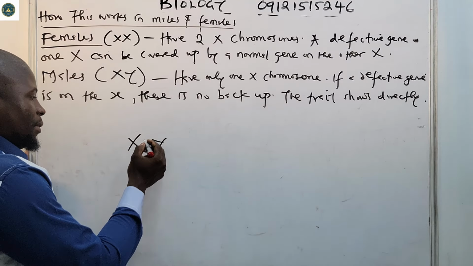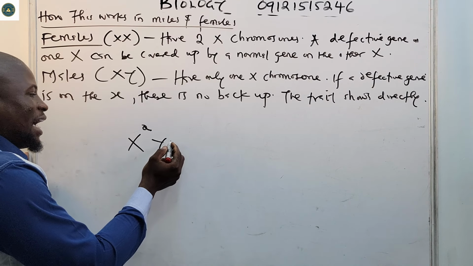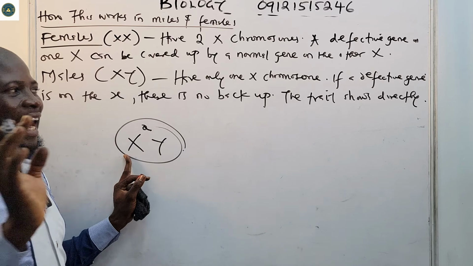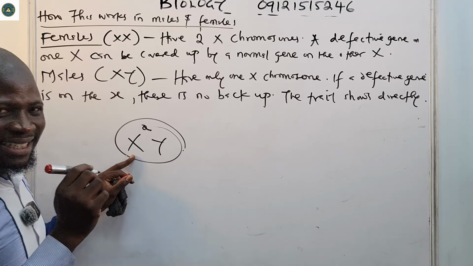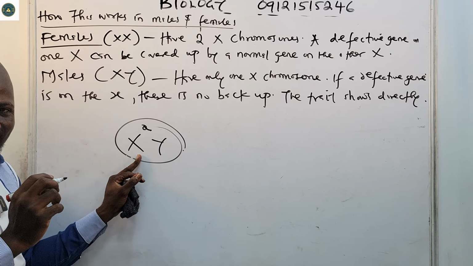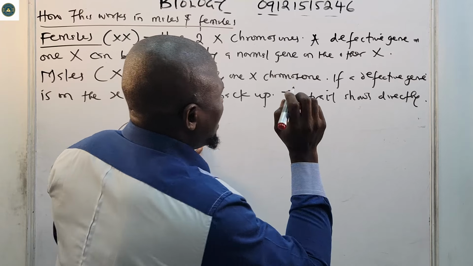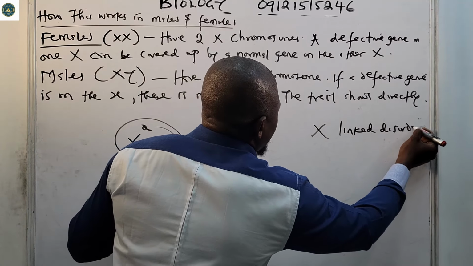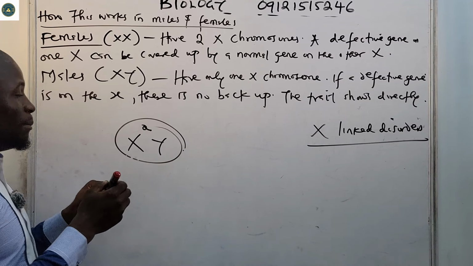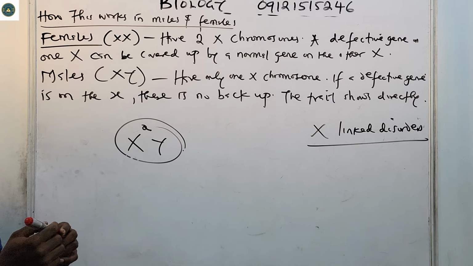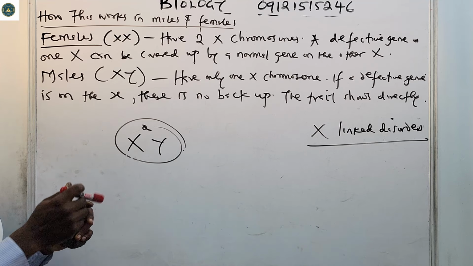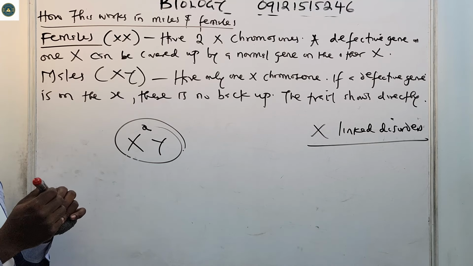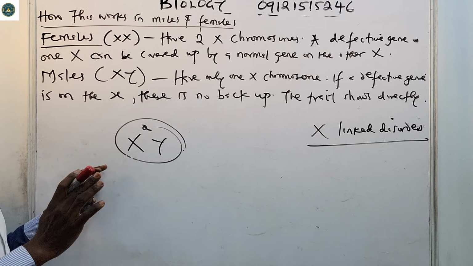So I've explained that. X, Y. If this one is defective, it does not have another X to cover the effect, so it will just show directly. And this is why we say that males are most often affected by X-linked disorders. Males are affected more than females when it comes to X-linked disorders, because they do not have another X to mask the effect. There's no backup. It shows directly.